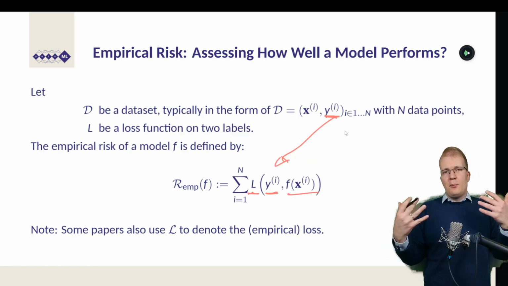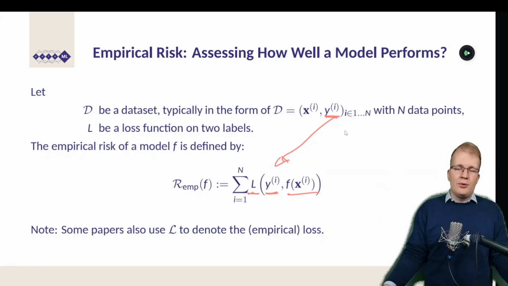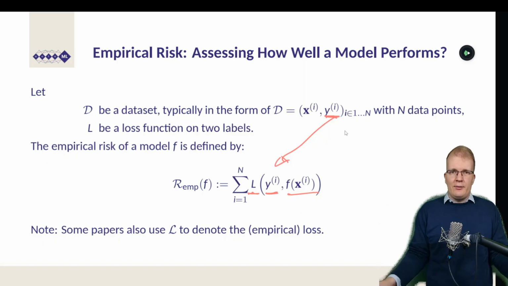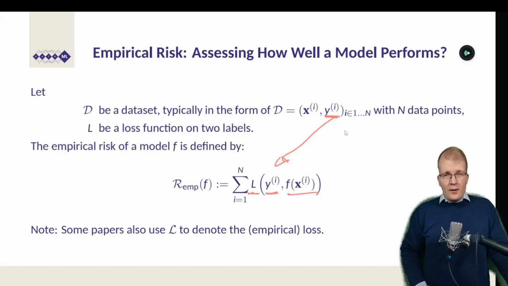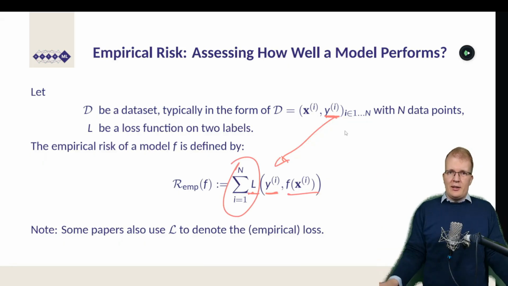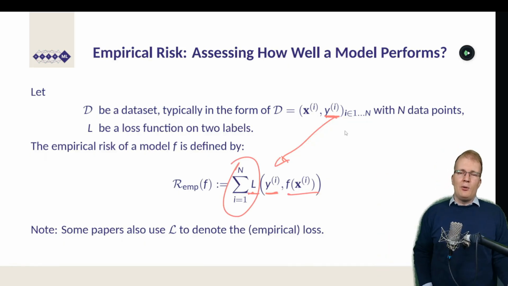And we simply compare whether the original label and the prediction is the same or at least similar, right? Depending on whether you're doing classification, regression, and so on. And then what we're doing is simply summing over all our data points, for example, right? And then we can call that an empirical risk of our model given the data.